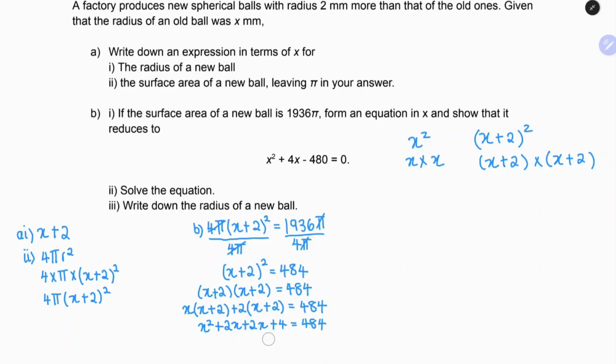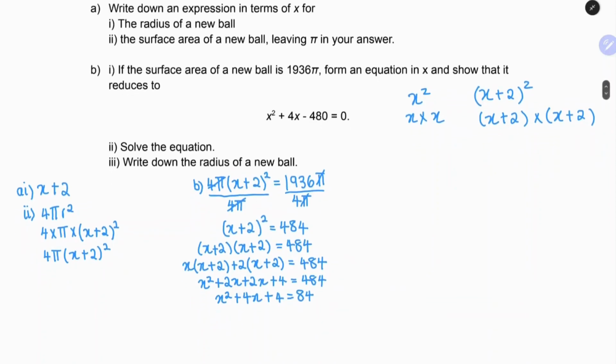When you look at the like terms, you already know that 2x and 2x are like terms. So 2x plus 2x would obviously give you 4x, because it's the same rationale that I applied of 2 donkeys plus 2 donkeys. That's going to give you 4 donkeys. So it's the same with x. So x squared plus 4x plus 4 equals 484.